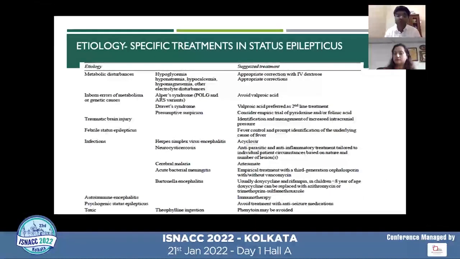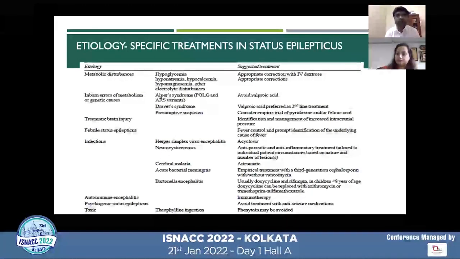Once we know the etiology of status epilepticus, etiology-specific treatment needs to be initiated as early as possible. For example, if there are metabolic disturbances, they need to be treated. If we suspect inborn errors of metabolism in children, we should start pyridoxine early and avoid valproic acid. If infections are suspected, they should be treated accordingly with antibacterials and antivirals. If autoimmune encephalitis is suspected, immunotherapy should be started early.